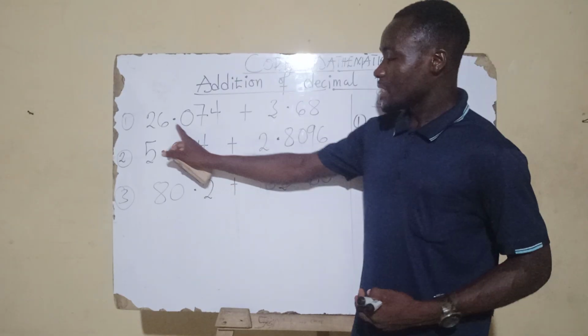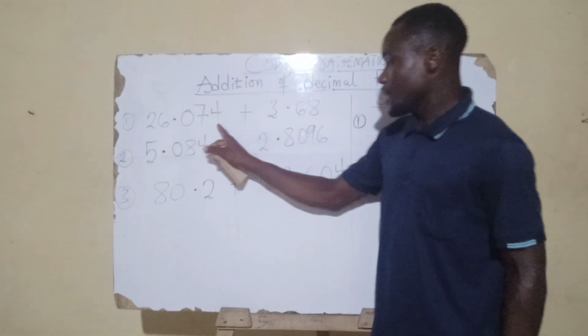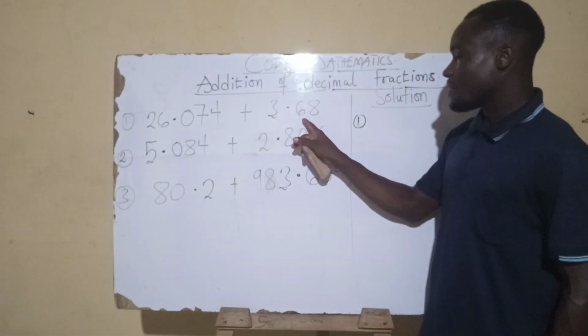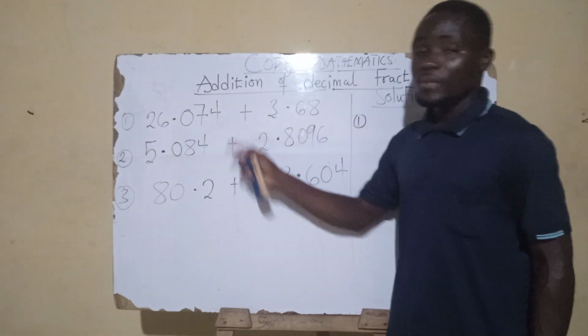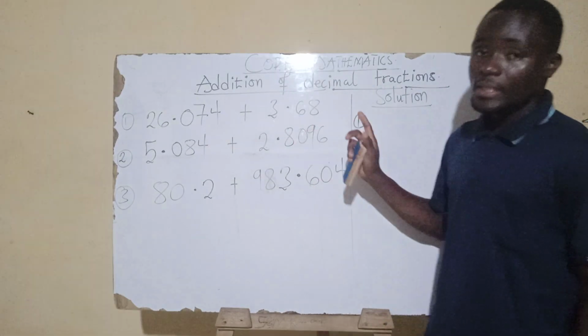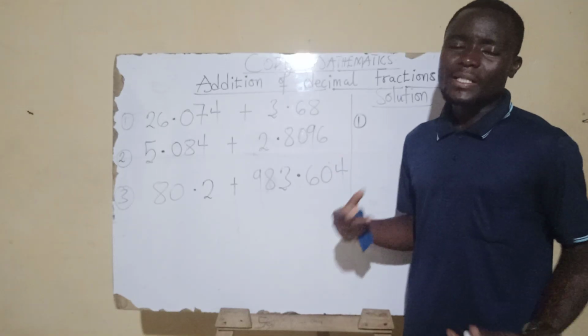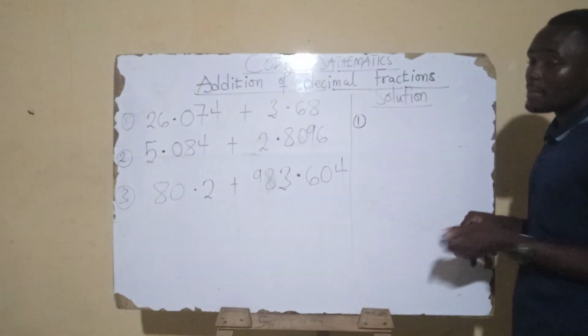So here, after the decimal point, I have 1, 2, 3. Here is 3. Then here too, after the decimal point, I have 1, 2. So here is 2 and here is 3. Meaning if here is 3 digits, here too should be 3 digits. Are you with me? And the question is, what are we going to do? Watch here and let's see what will happen.